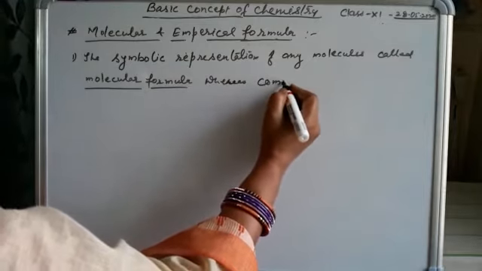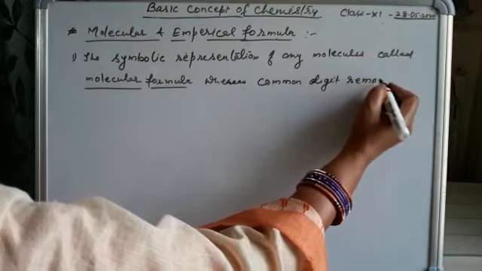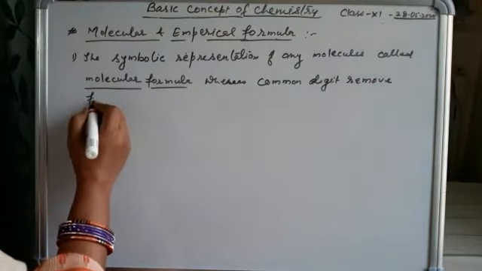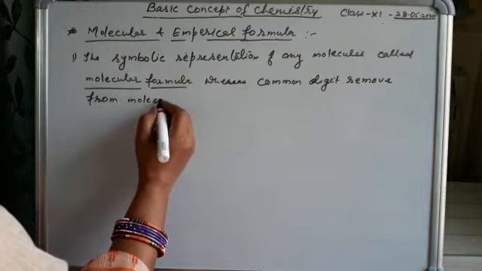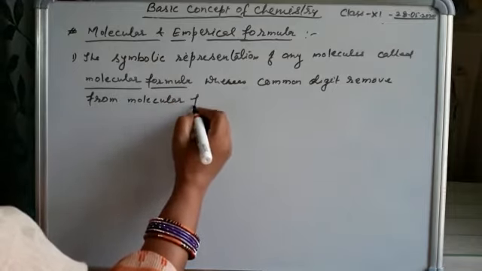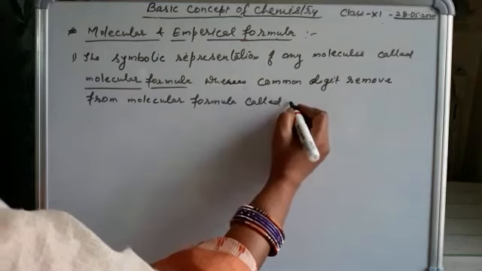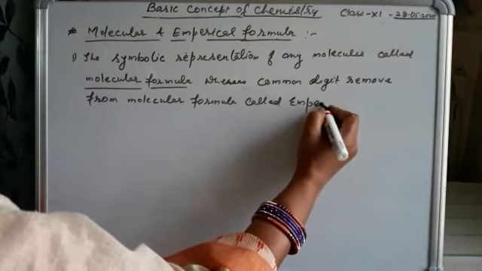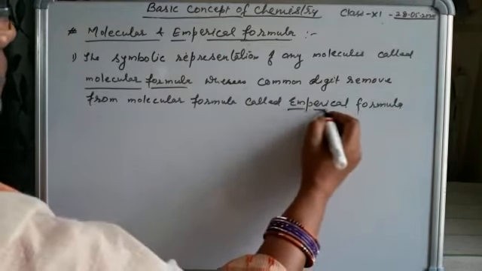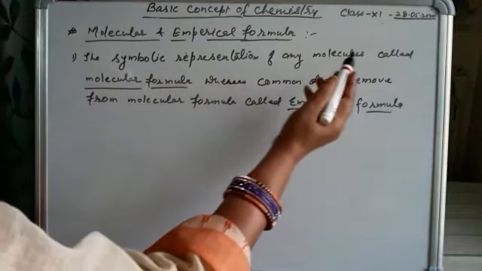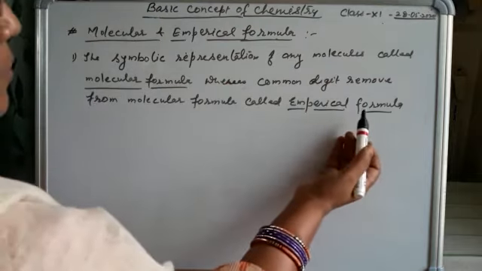Whereas when the common digit is removed from the molecular formula, it is called the empirical formula. The symbolic representation of any molecule is called the molecular formula, whereas when the common digit is removed from the molecular formula, it is called the empirical formula.